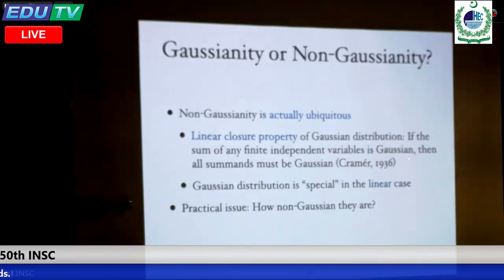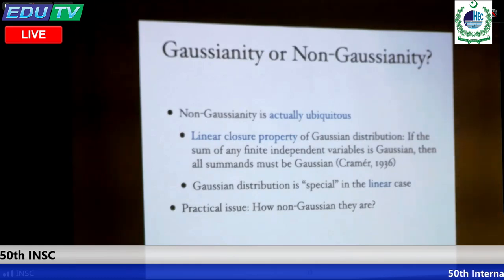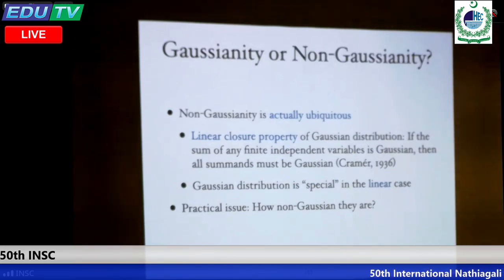This is the Cramér decomposition theorem, which I mentioned yesterday. So we have the linear closure property of a Gaussian distribution. If the sum of any finite number of independent variables is Gaussian, then each of them is Gaussian. Meaning that if I receive any non-Gaussian contribution from any non-Gaussian variable, I'm non-Gaussian. So in the world, as long as you see some non-Gaussian variables, and as long as you believe this non-Gaussian thing contributes to other things, then all those things will be non-Gaussian instead of being Gaussian.